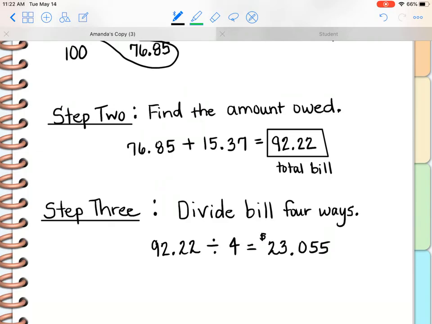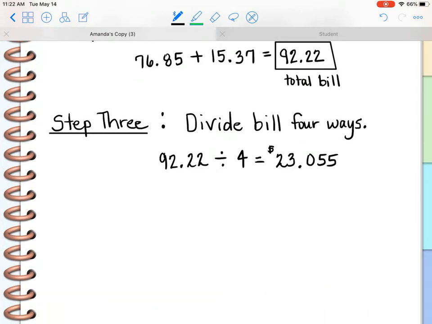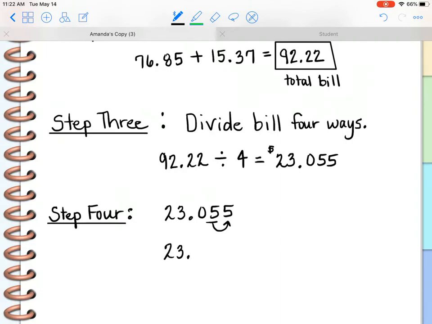Well, since that's money, there's actually one more step. And that step 4 is to round your total. So 23.055 to the nearest penny is $23.06 per person.